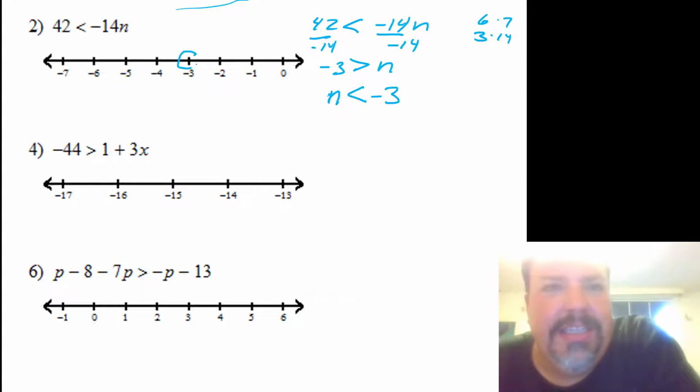Since it's strictly less than, that means we're going to have an open circle. It's not equal to negative 3 here. There's no line under it. And we're going to shade everything to the left. So there we go.